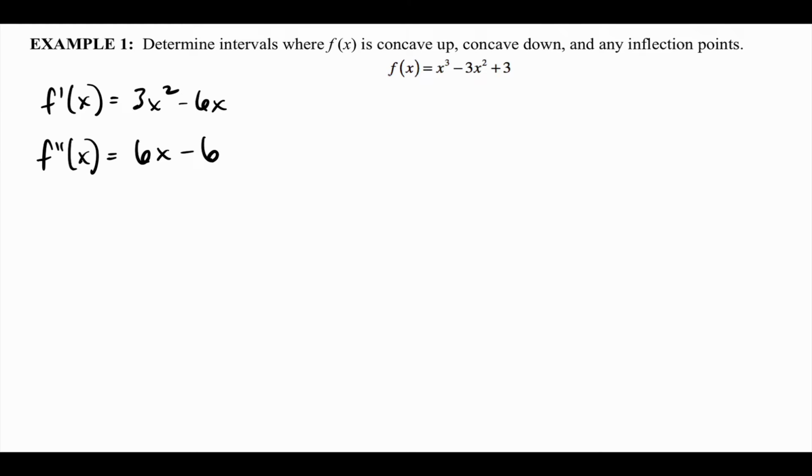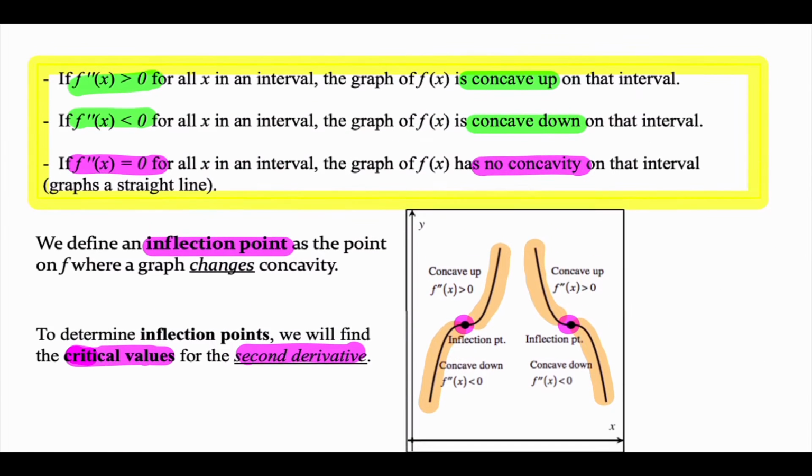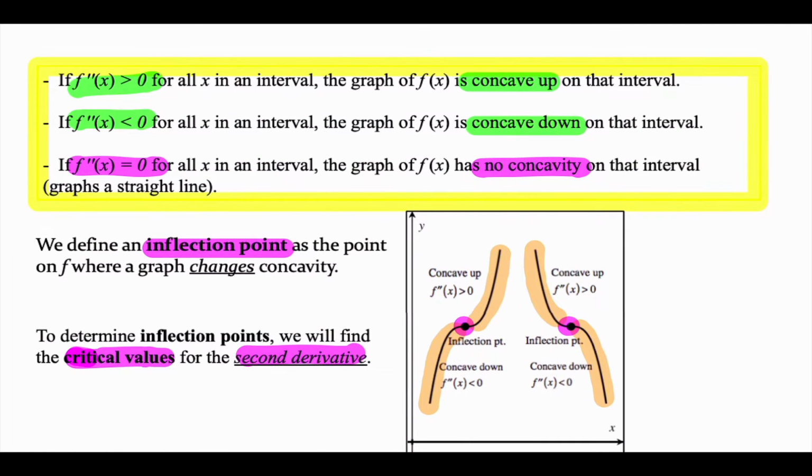Okay, so second derivative, 6x minus 6. Found the first derivative, found the second derivative. Okay, we don't really care about the first derivative right now. That's not my concern. It's important, but not for this problem. We would need to focus on the second derivative. Okay, so let's go back up here to find an inflection point.